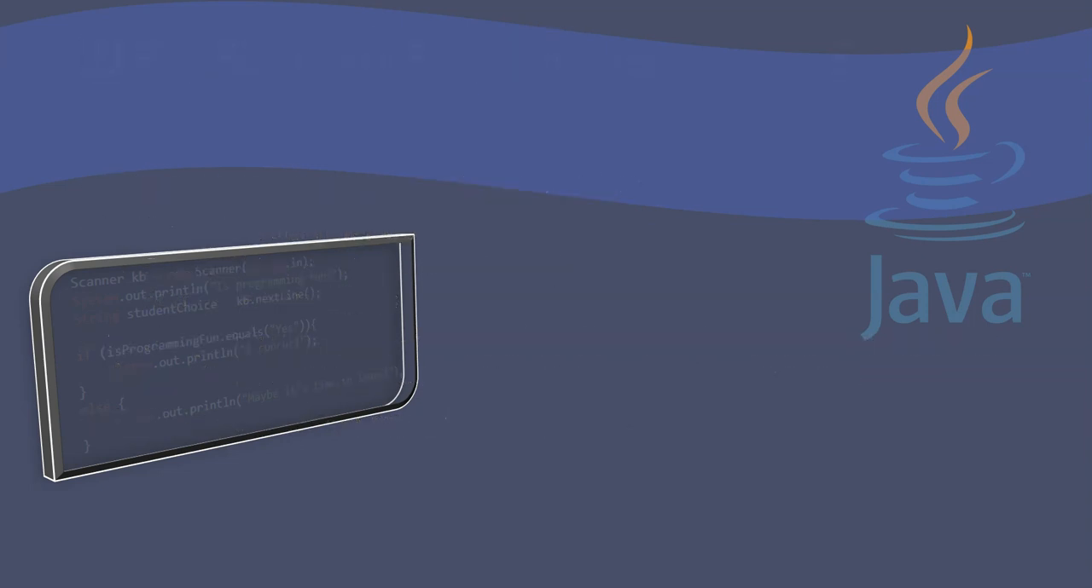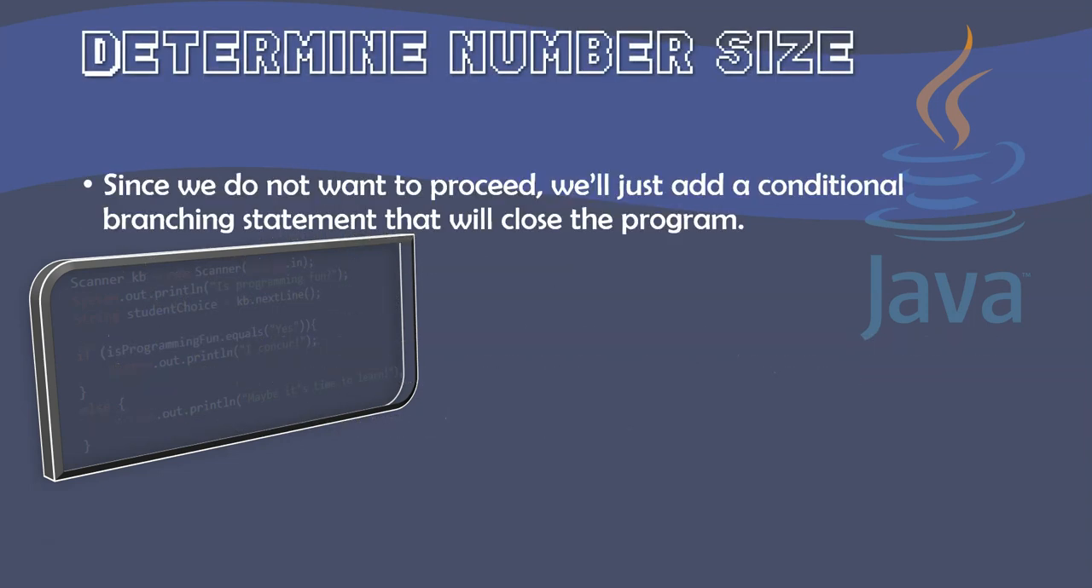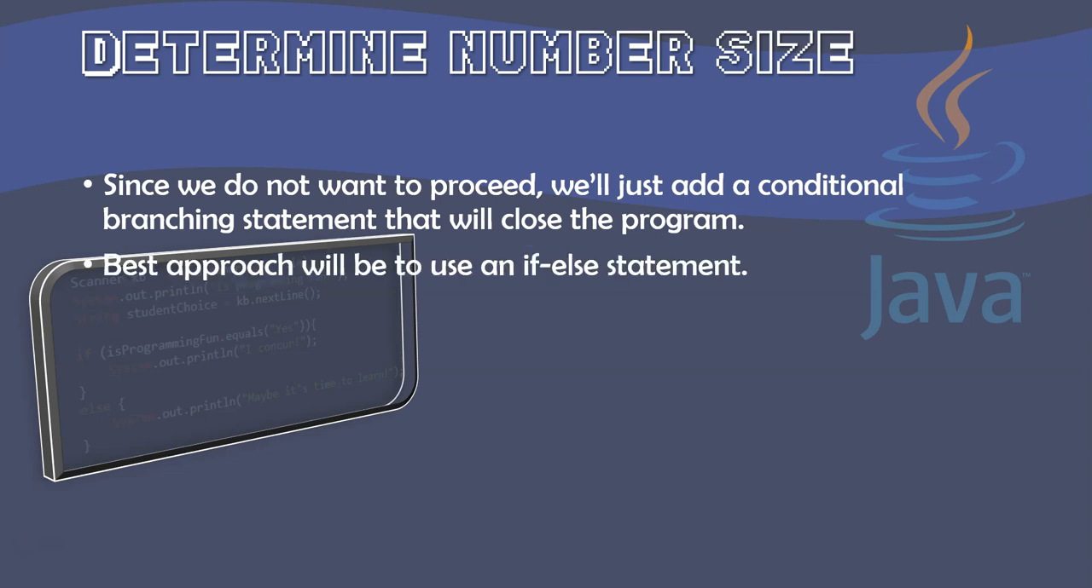So let's move on to the next piece of code, which is going to start getting to the bulk of things. All right, so determining number size. Since we do not want to proceed on with our code, we need to add a conditional branch that's going to close the program at some point, right? Because at some point we have to say, hey, if it's a certain value, we're going to want this program to terminate. The best approach, of course, would be for us to use an if-else statement.